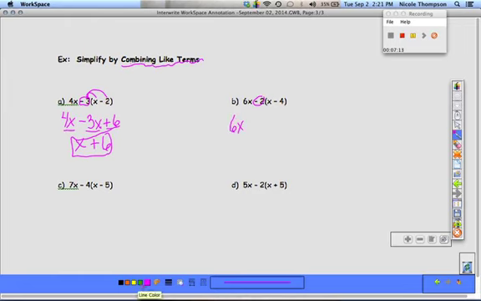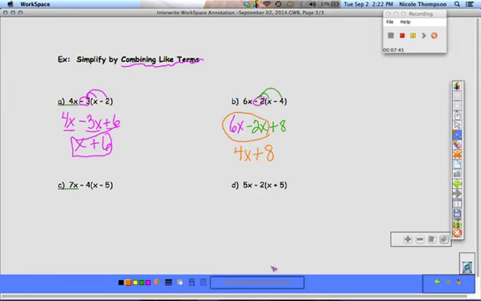On C, the same setup. You first need to get rid of your parentheses, so we're going to distribute this negative 4 through our parentheses. So all I need to do right now is just hold that 7x. Negative 4 times x would be negative 4x. Negative 4 times negative 5 is positive 20. Now I can combine like terms, which would come out to 3x plus 20.